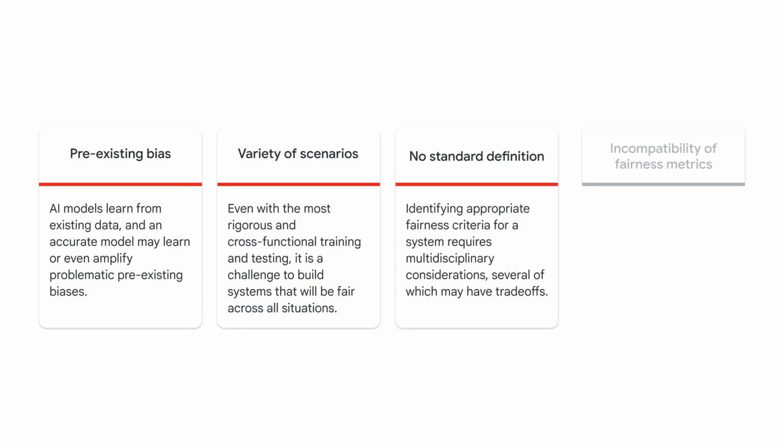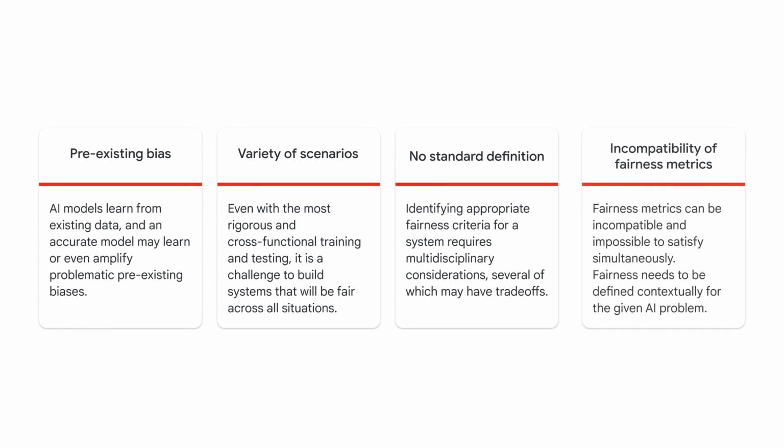Even for situations that seem simple, people may disagree about what is fair, and it may be unclear what point of view should dictate policy, especially in a global setting. Finally, fairness metrics can be incompatible and impossible to satisfy simultaneously. Hence, it's impossible to define a universal metric for fairness. Don't be discouraged, though. It just means that fairness needs to be defined contextually for the given AI problem.